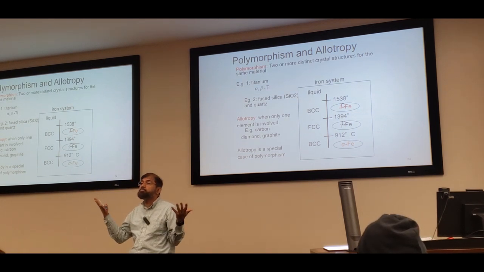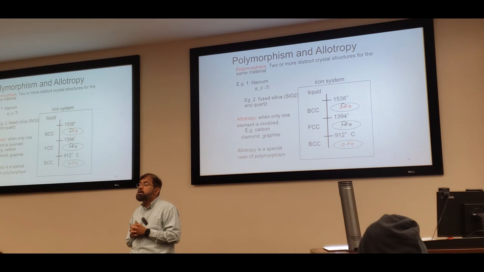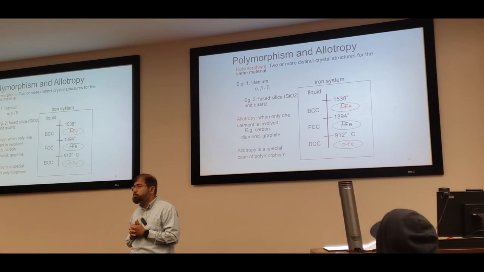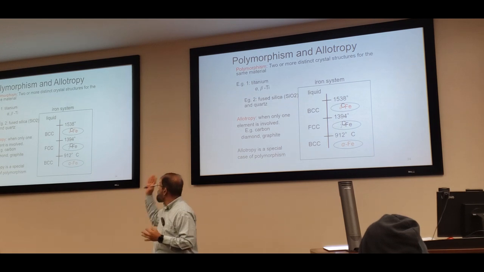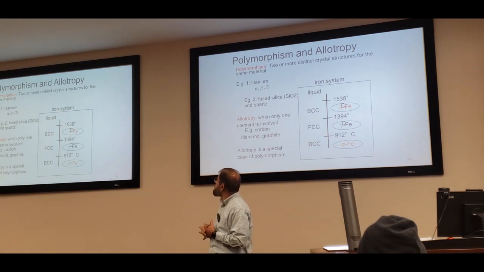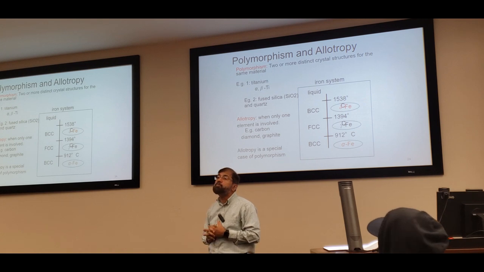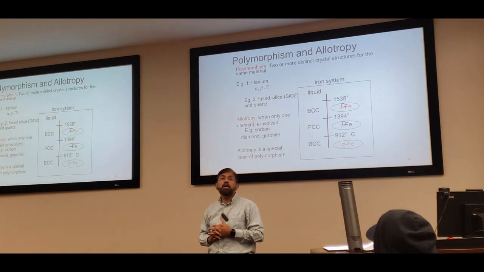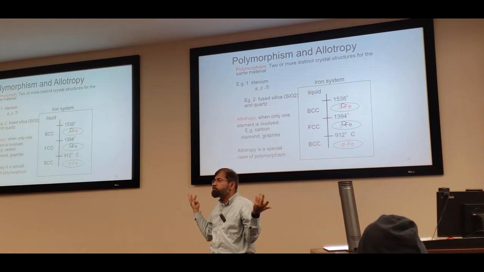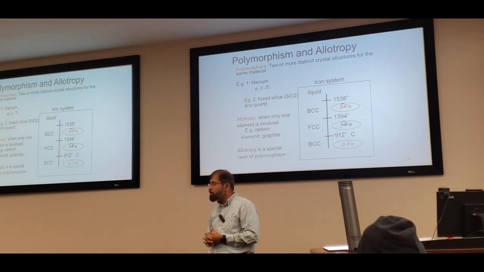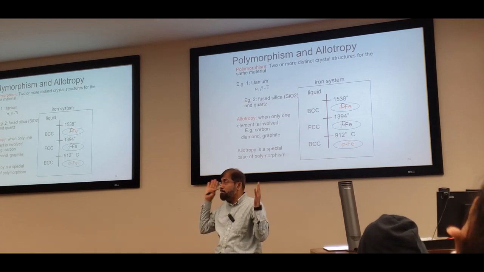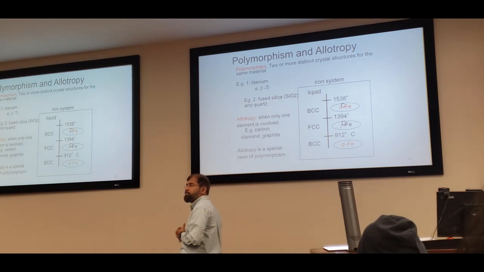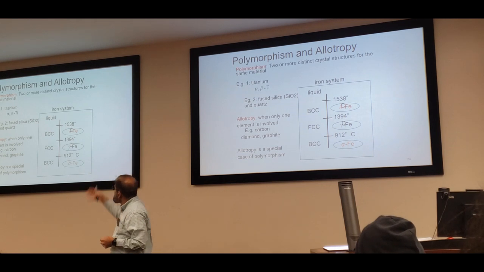What is the difference between these two materials? They differ in the arrangement of atoms in the material. That is called polymorphism: two or more distinct crystal structures for the same material. Quiz question. It's a good deal, right? I am telling you all the quiz questions in advance. Remember all these things, that's the reason. So that is the polymorph.